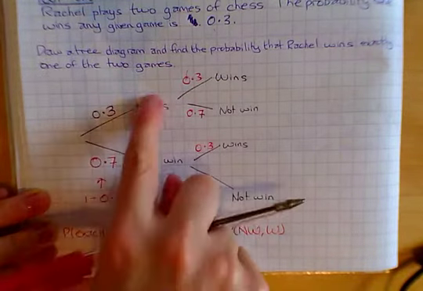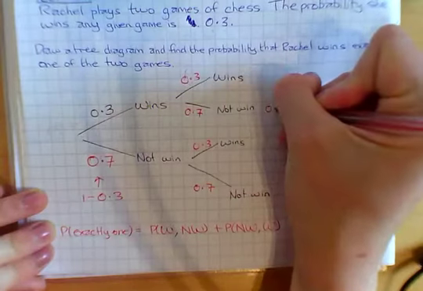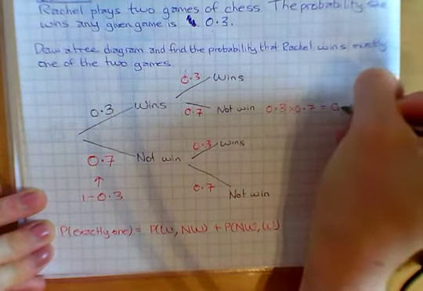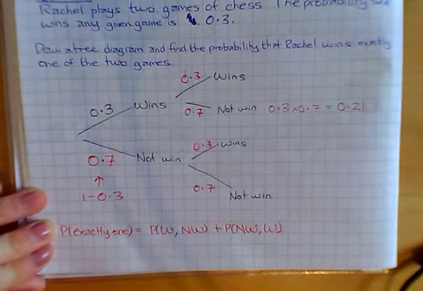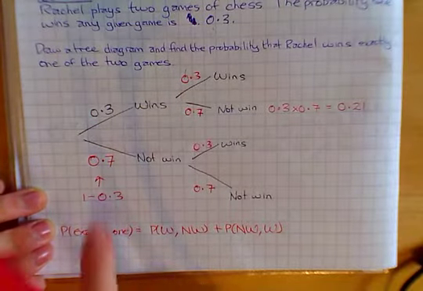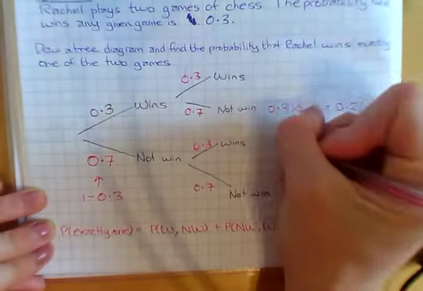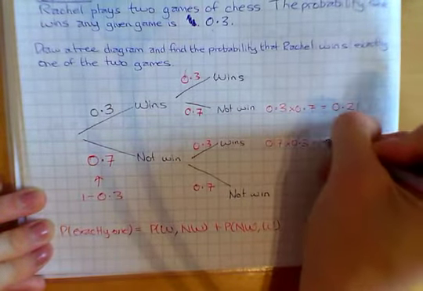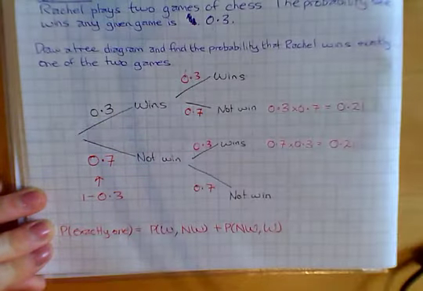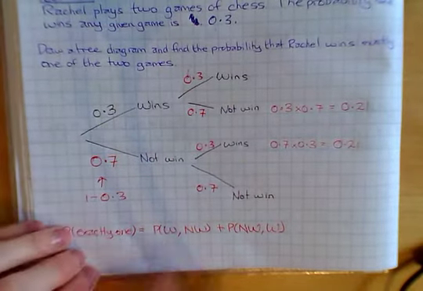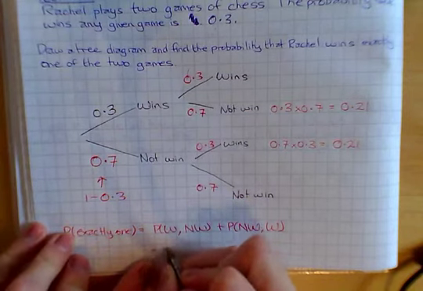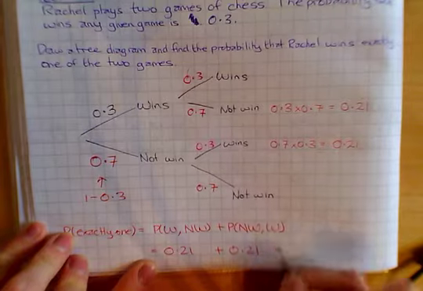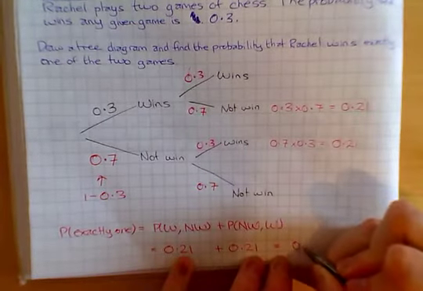So the probability that she wins and then does not win, 0.3 times 0.7, is equal to 0.21. The probability she does not win and then wins, 0.7 times 0.3, is also equal to 0.21. So the probability that she wins exactly once is 0.21 plus 0.21, which would give you a final answer of 0.42.